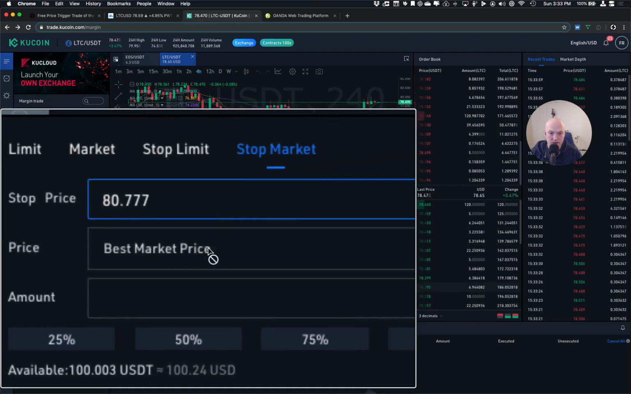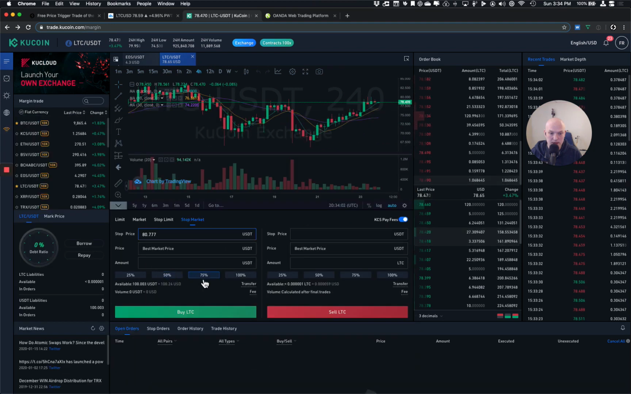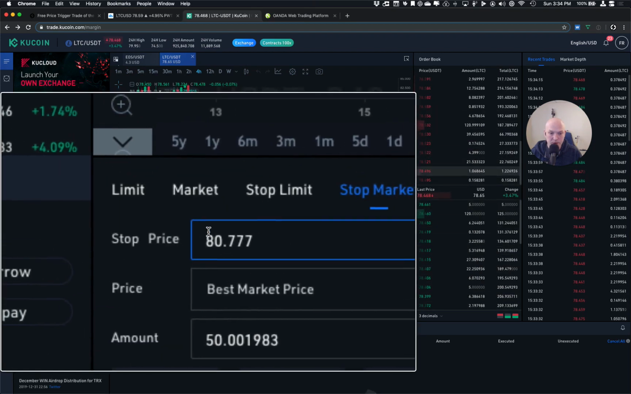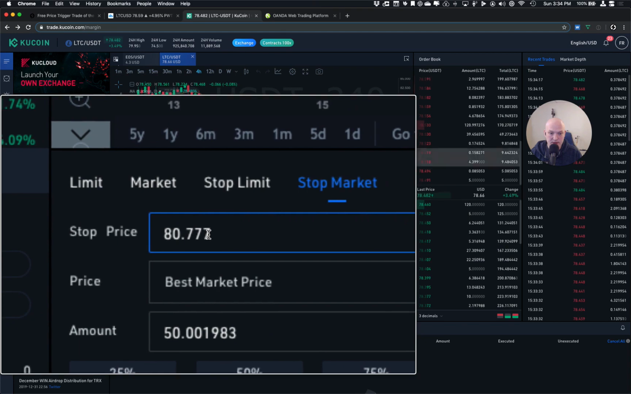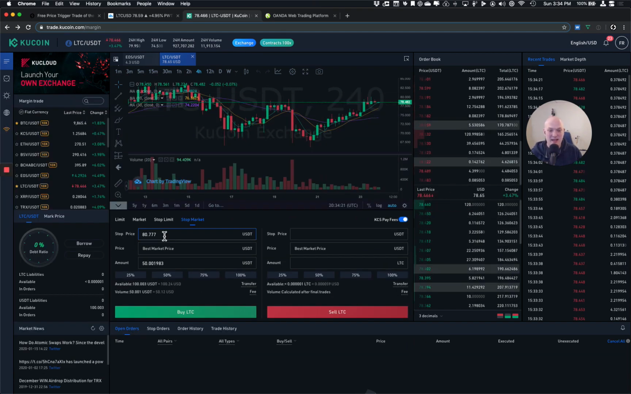You leave that alone. That's getting you ready for a stop market order. And then amount. In this case, I'm going to do 50% long, and then I'm going to go 50% short. And whichever one wins, we'll see what happens. So then I click buy LTC. And now it's only going to fill that order if it hits $80.77, so it's only going to place that order when that price is hit, and that's our buy trigger.